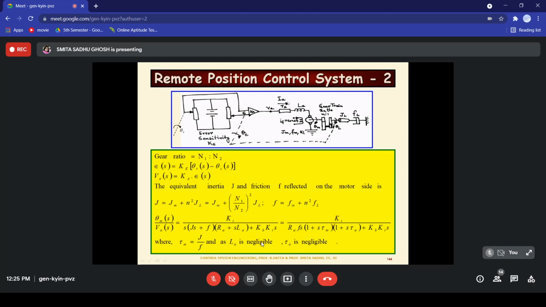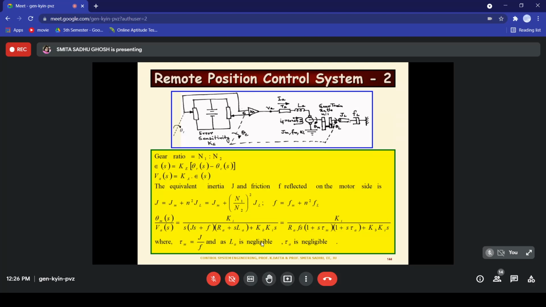But the only thing is that when we take into consideration the moment of inertia and the viscous friction coefficient, we have to use the overall moment of inertia of the motor and the load unit combined. Similarly, the viscous friction coefficient of the motor as well as the load unit combined has to be taken when we write the equation, that is, the transfer function.